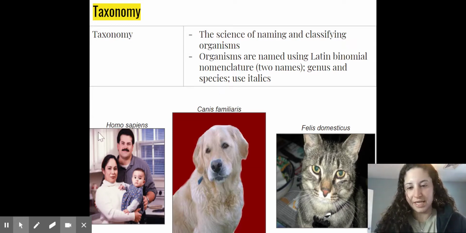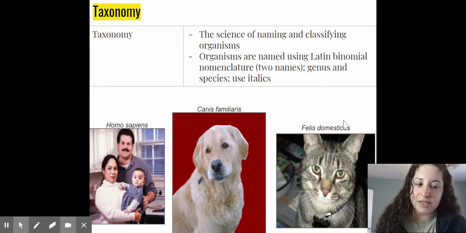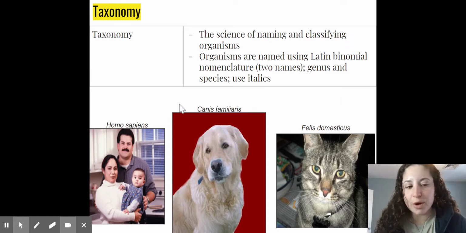And you'll see the binomial nomenclature written in italics, so like Homo sapiens, Canis familiaris, Felis domesticus. They're in italics to represent binomial nomenclature. And then as far as genus goes, genus is the first part of the name. So we can have a genus for Homo, genus for Canis, genus for Felis. And then the species is the second part of the name, or the second word. So here the species would be sapiens, or species would be familiaris, or species would be domesticus.